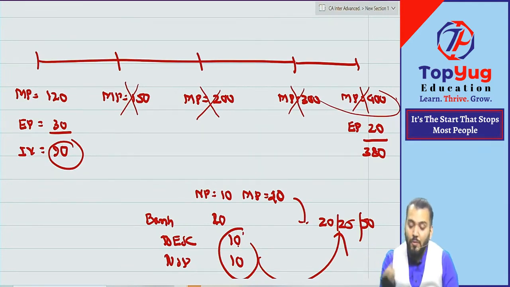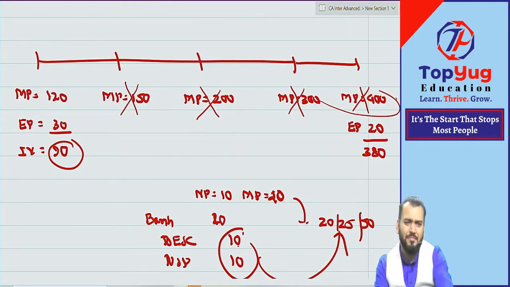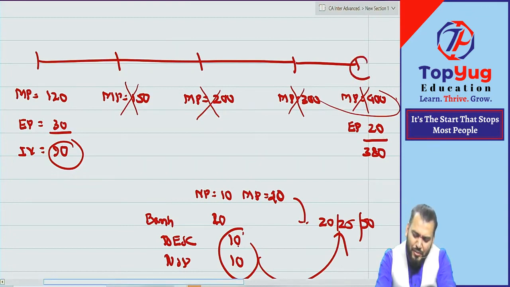Now one doubt will come. Intrinsic value you have understood. But one doubt may come: Sir, actually the shares are issued here.